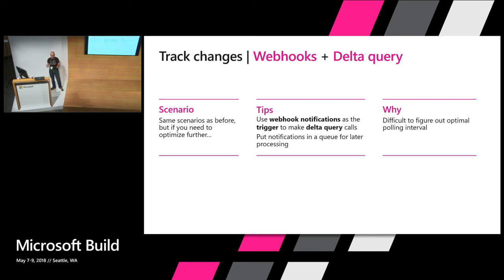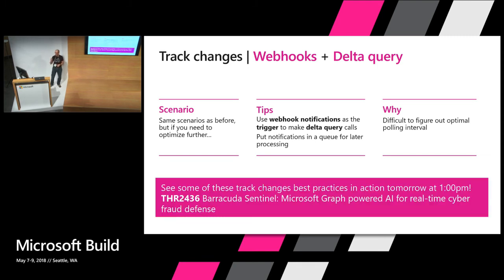This is where webhooks and Delta together work better, by using notifications as a trigger to make your Delta query. And you can also have a backstop, so in case you don't ever get a notification in a particular period of time, you can force a Delta synchronization as well. Again, we have a theater presentation tomorrow at 1 o'clock, which I strongly recommend you go to. Barracuda will tell you all about the journey they've gone through in integrating with Microsoft Graph, and especially with change tracking.